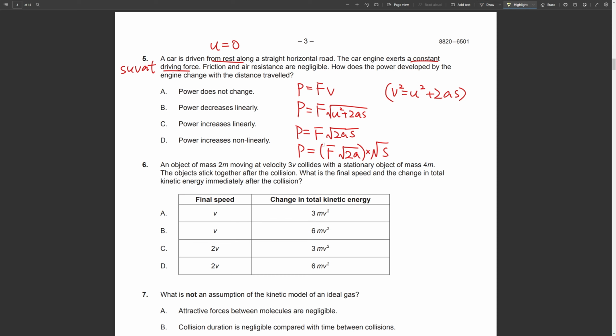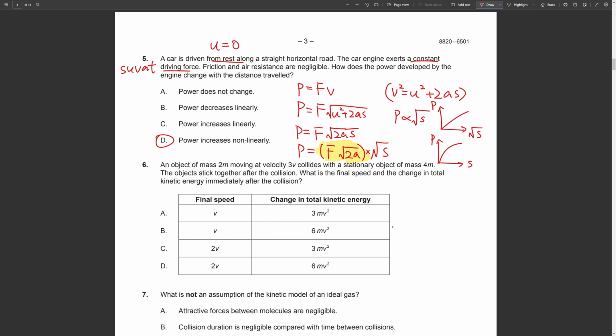Because I want to highlight that everything in the bracket is a constant. In this case, we can conclude P is directly proportional to the square root of the distance traveled. In other words, if you draw a graph of P against square root s, it should be a straight line graph. Therefore, the P against s graph is a curve. It is a non-linear graph. And the answer is the power should be increasing non-linearly.